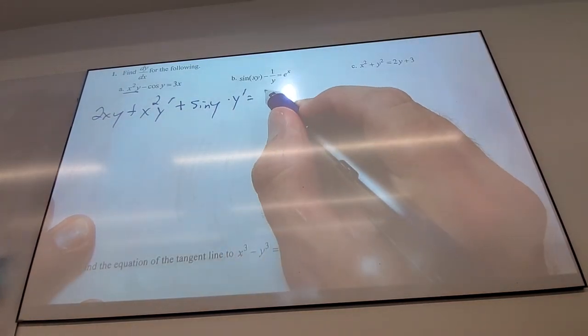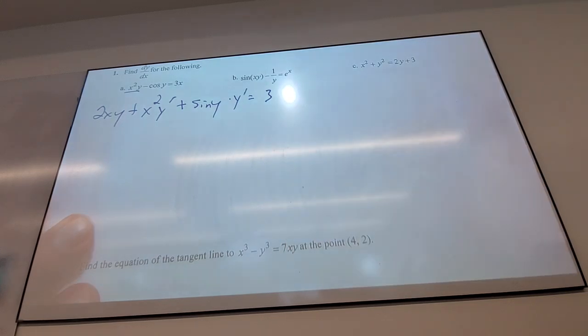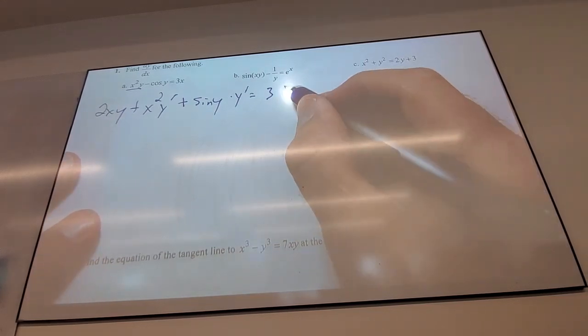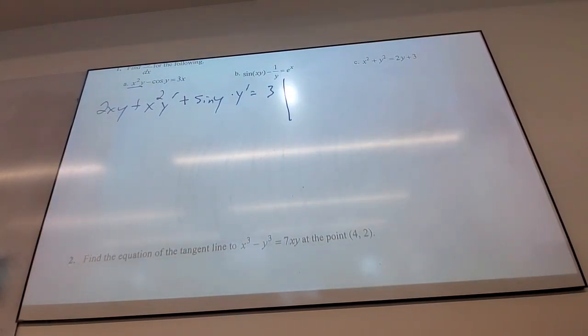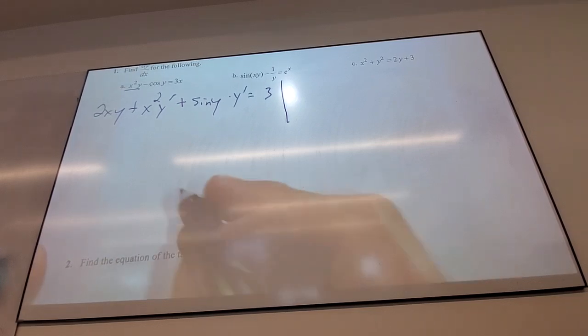And then on the other side, what do you get? 3. So the other thing that people forget is they'll focus so much on one side, they forget what they do to one side, you have to do to the other side. So I take the derivative. And now it's just algebra. So this step, if you could survive to this step, the rest has to be easy. What's the only thing on this problem that's in the wrong place? 2xy is the only thing in the wrong place.